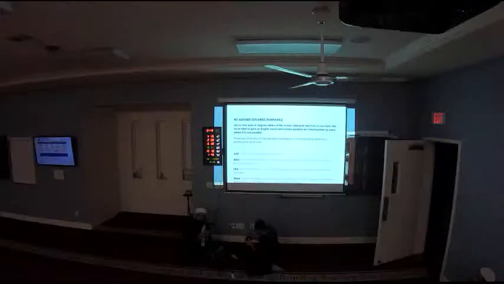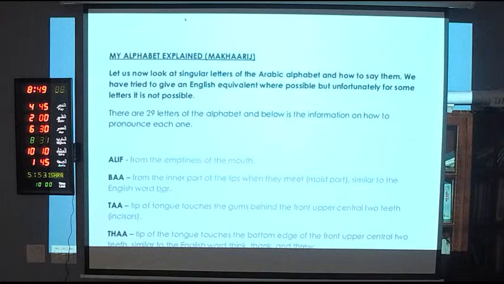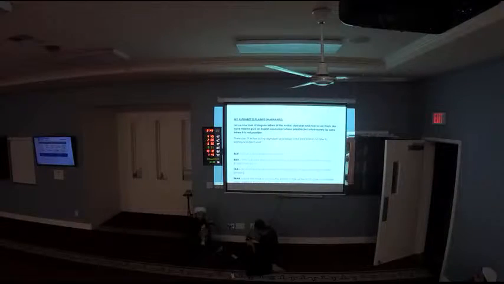Number 2, the principle of makharij, and the details of it. Number 1, how many principles of tajweed there were? Of the 4. Good. Hashim, first one? Do you remember the first one?